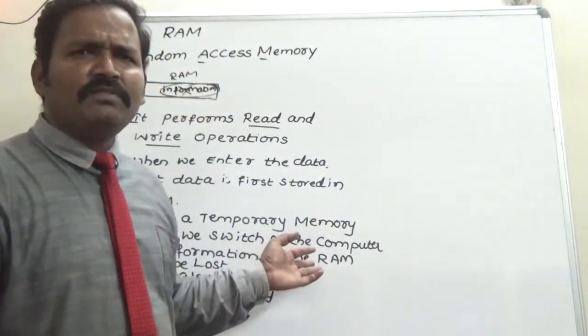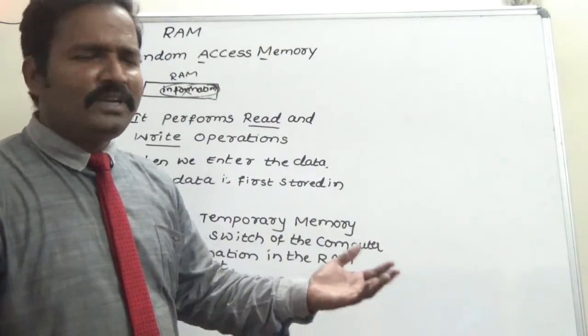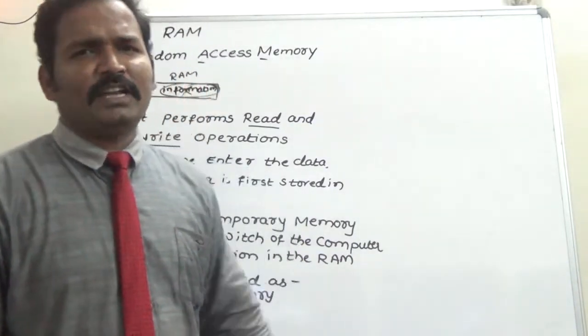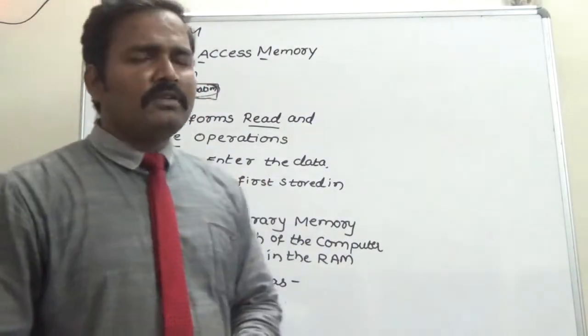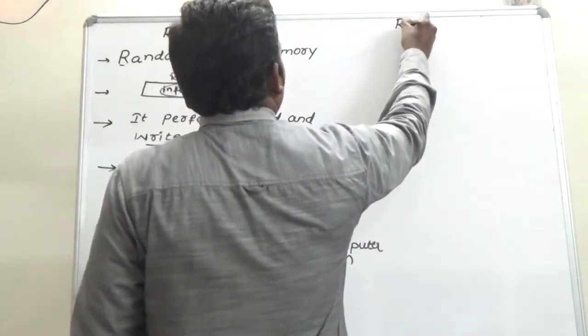So when we switch off the computer, the information in the RAM will be lost, so it is called volatile memory. Okay, so this is about RAM. Next, we will discuss ROM.